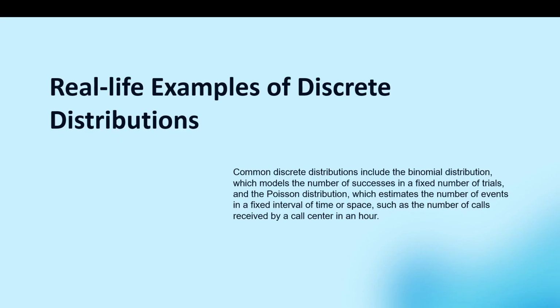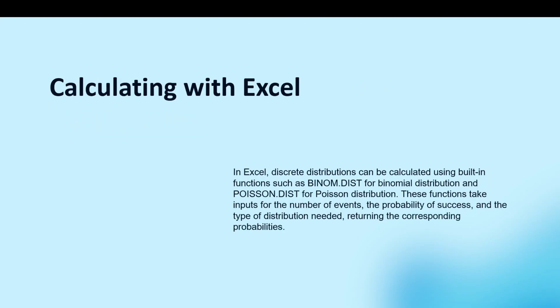All right, let's talk about real-life examples of discrete distributions. Let's make this concrete. For binomial, imagine testing 100 light bulbs for defects. Each bulb either passes or fails. The binomial distribution helps predict how many will pass. This is basically the usage for binomial. Or for example, a call center gets an average of 50 calls per hour. The Poisson distribution estimates the probability of receiving 60 calls in the next hour. These tools are everywhere, from manufacturing to service industries.